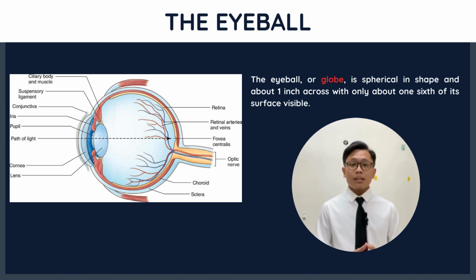So as you can see here, this diagram shows the eyeball. The eyeball, or globe, is spherical in shape and about 1 inch across, with only 1/6 of its surface visible.